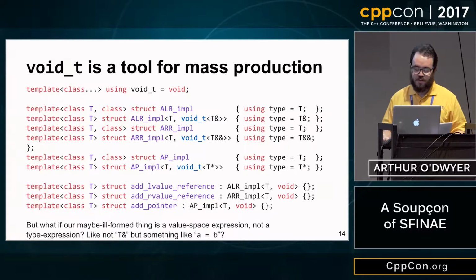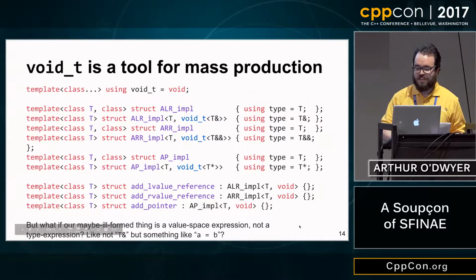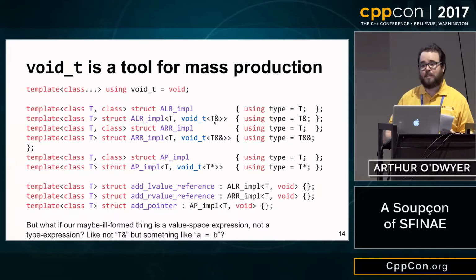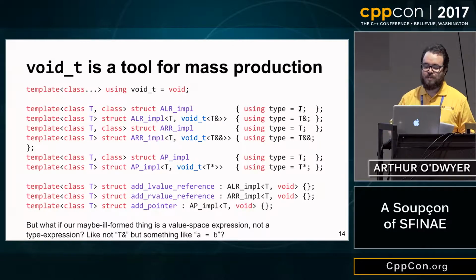I can just say, for example, here's add L value reference, which we saw before, and it has that same form of t comma void, and up here in the partial specialization I have void t of tref, because that's the thing I'm interested in the well-formedness of. So I sort of test it right there, and then I use it. And otherwise I'm going to fall back to t.